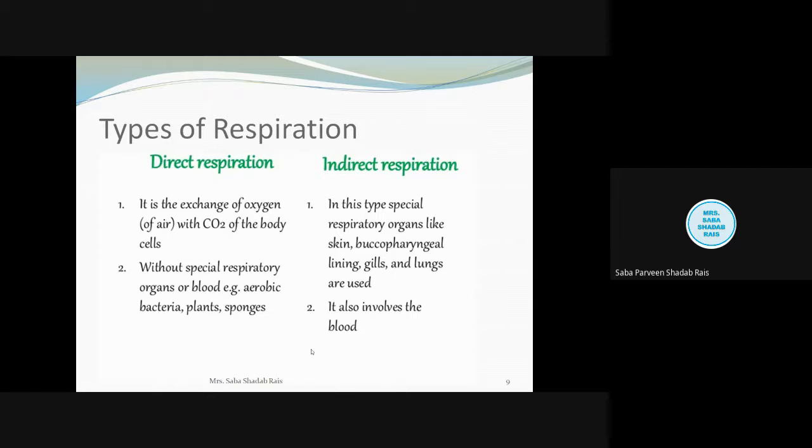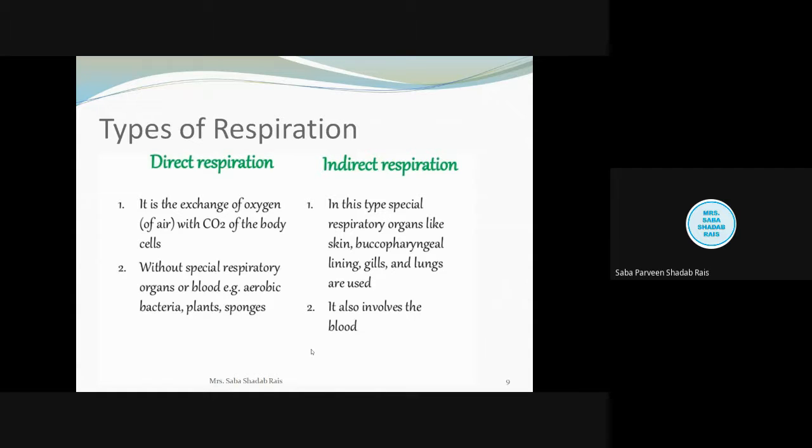Another type is indirect respiration. It involves special respiratory surfaces or organs. It may be the skin, buccopharyngeal linings, the gills, or the lungs, and the most important thing, it involves blood. So the animal must have blood for indirect respiration, so that whatever gas enters the body or is taken by the respiratory organ will spread inside the entire body.